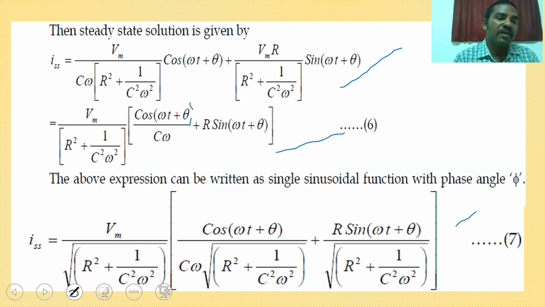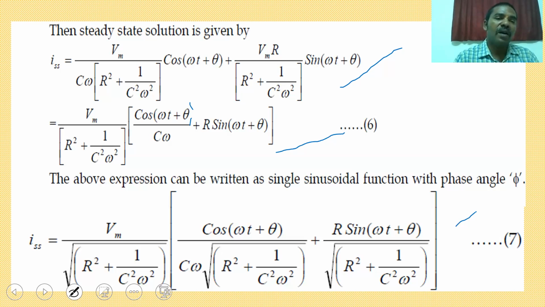So ISS is equal to Vm by root of r square plus 1 by c square omega square, cos omega t plus theta divided by c omega into root of r square plus 1 by c square omega square, plus r into sin omega t plus theta divided by root of r square plus 1 by c square omega square. Why I am taking this equation is that I have to represent it in terms of impedance.